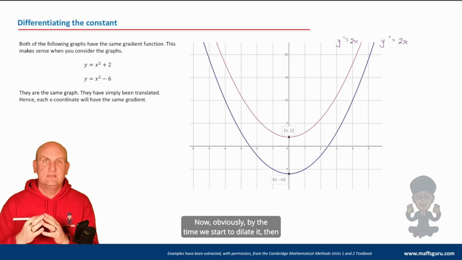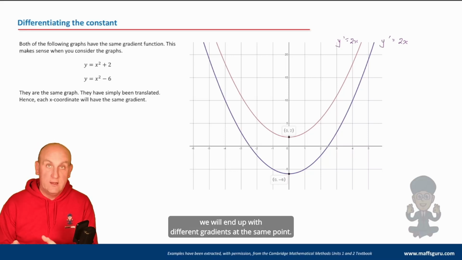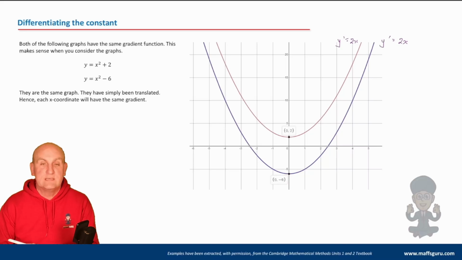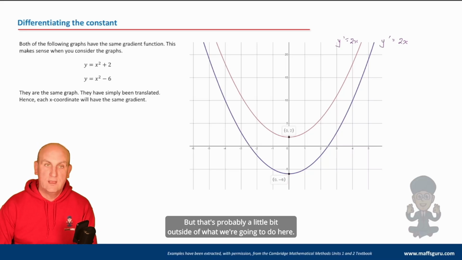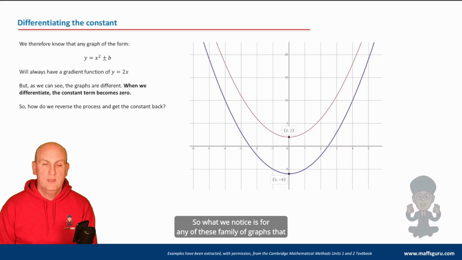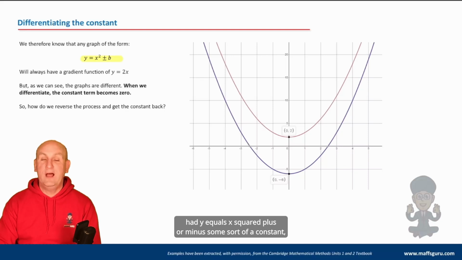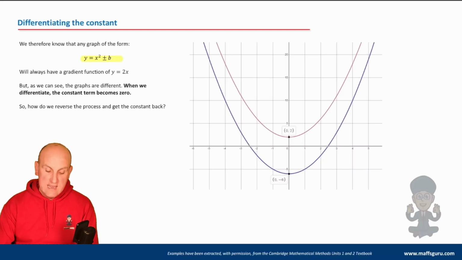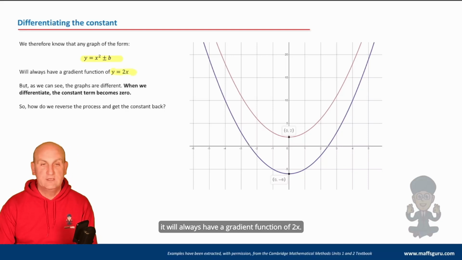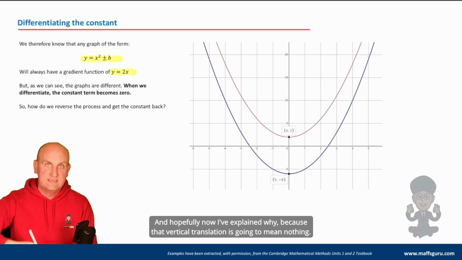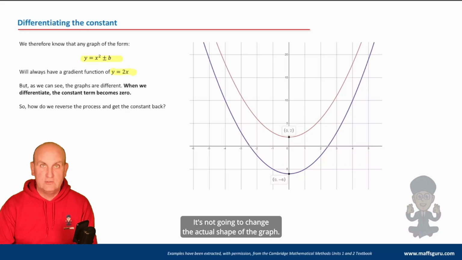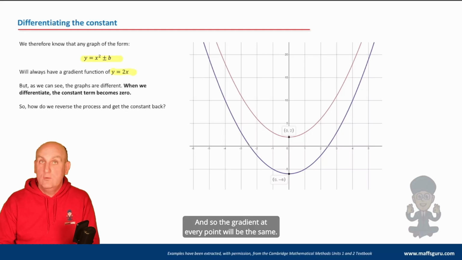Now, obviously, by the time we start to dilate it, then we will end up with different gradients at the same points, but that's probably a little bit outside of what we're going to do here. So what we notice is for any of these family of graphs that had y equals x squared plus or minus some sort of a constant, it will always have a gradient function of 2x. And hopefully now I've explained why, because that vertical translation is going to mean nothing. It's not going to change the actual shape of the graph. And so the gradient at every point will be the same.